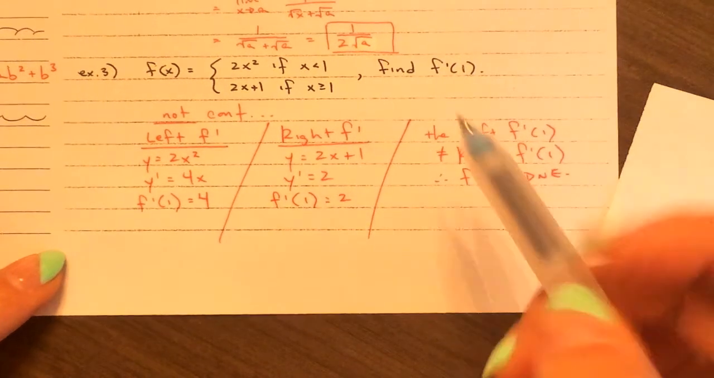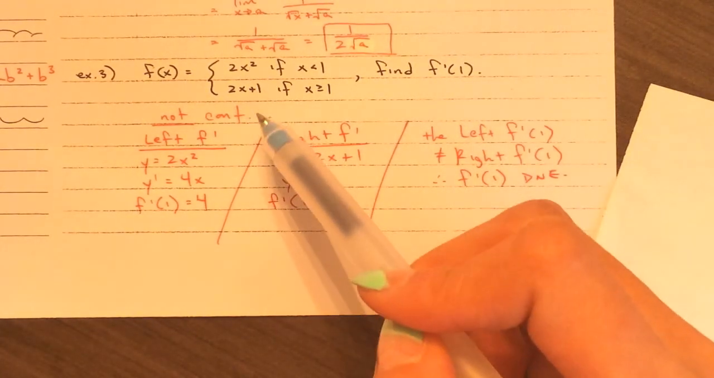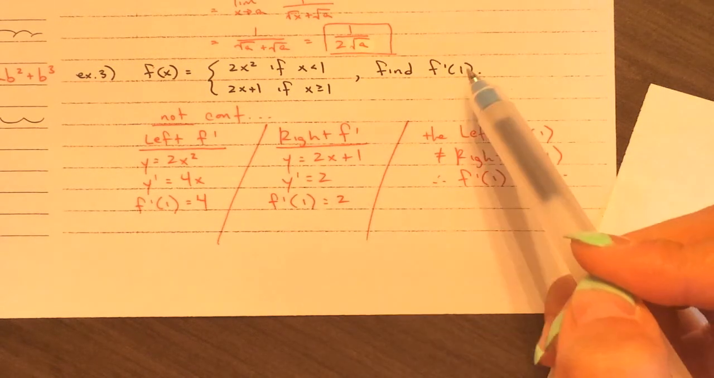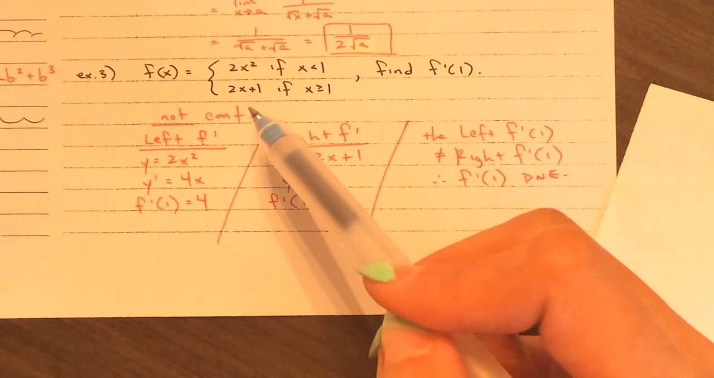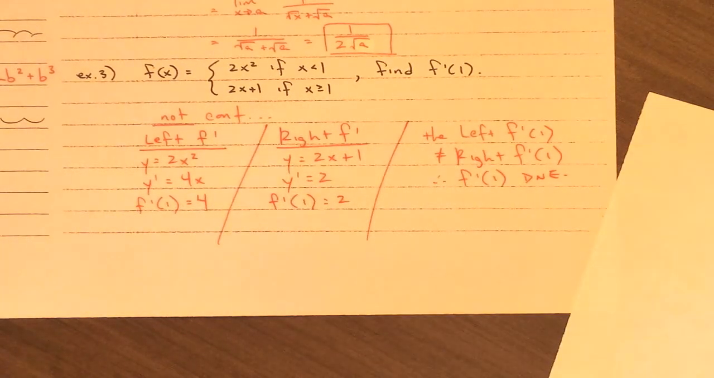And there's 2 reasons why this doesn't exist. One, the slope on the left and the slope on the right are not the same at 1. And 2, it's not even continuous. So even in the beginning of a problem, if this was multiple choice, I'd be like, oh, it does not exist. Because it's not continuous. It can't have a slope.